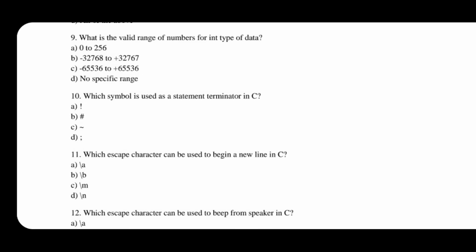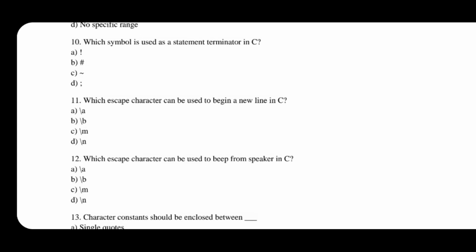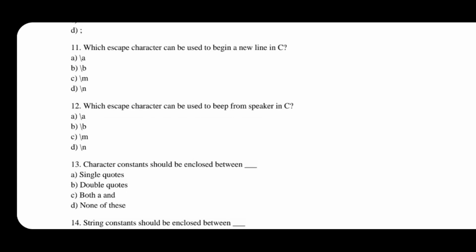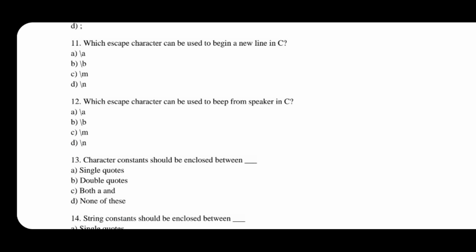Then, which of the following symbols is used to terminate a statement in C? Yes, the very popular symbol we use to terminate a line is the semicolon, option number D. Which escape character can be used to begin a new line in C? Yes, that is again \n. Which escape character can be used to beep from the speaker? You must remember that the character is \a, which is also called the alert character.